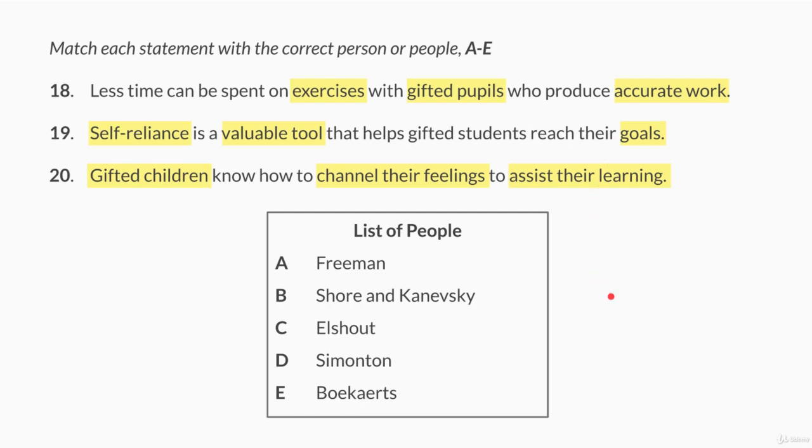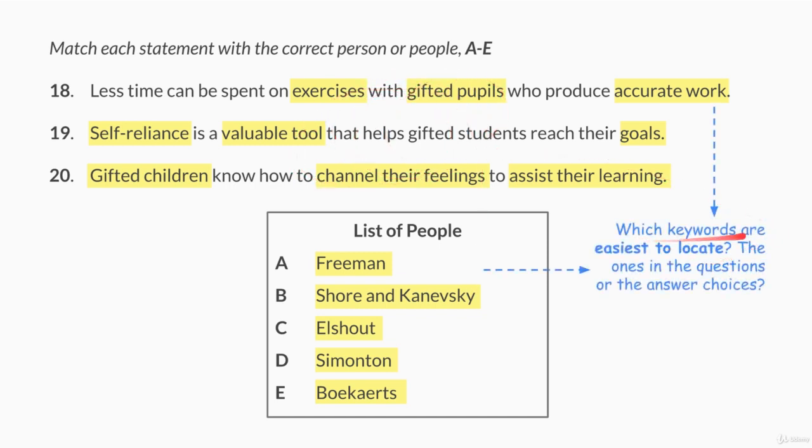So what other keywords do we have for this question set? Well, down here, we've got some excellent keywords. All of these are proper nouns. These proper nouns are going to be so much easier to look for than these keywords. So the question is, which keywords are the easiest to locate? The ones in the questions or the ones in the answer choices?